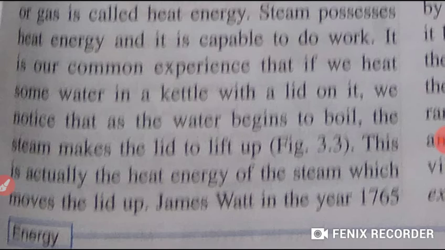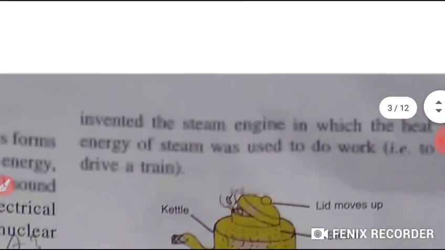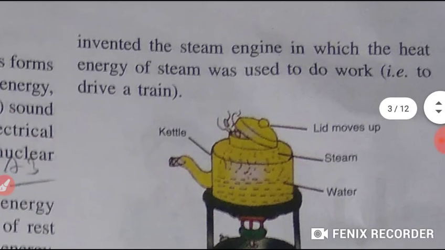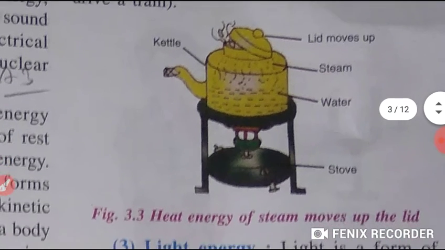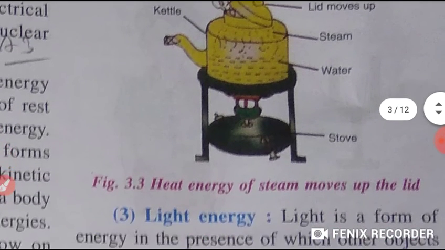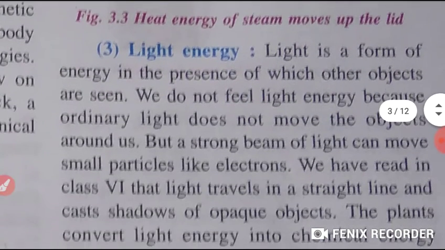Students, James Watt, in 1765, what happened? He invented the steam engine, in which the heat energy of steam was used to do work, that is, to drive a train, students. Okay, now comes the light energy.